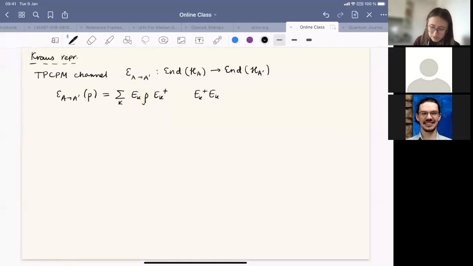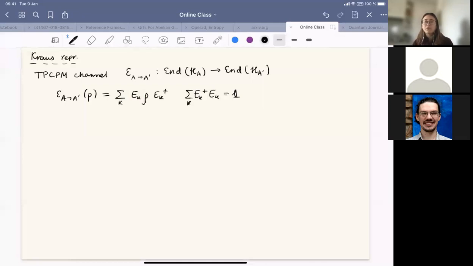Sum over k of E_k dagger E_k has to be identity. This representation is useful because it basically decomposes the action of the channel into these small actions of the individual Kraus operators. And then we see what exactly happens within the channel.